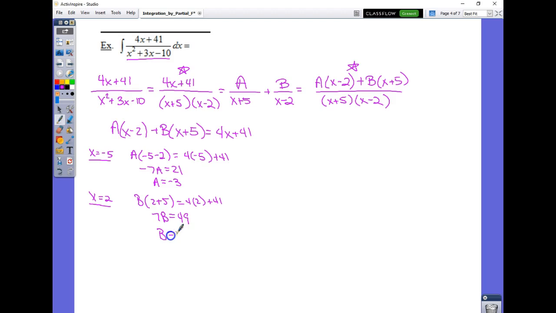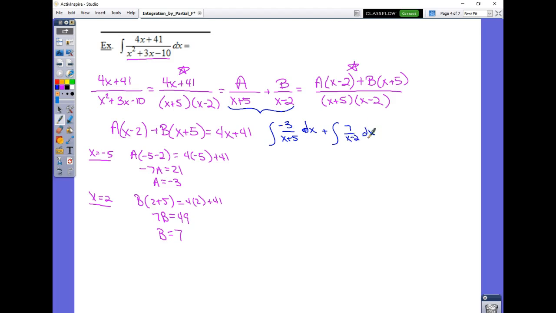Therefore, b has to be 7. All of this algebra is done in order to set up a new relationship. Going back to here and rewriting the integral with respect to this, we would have the integral of negative 3 over x plus 5 dx plus the integral of 7 over x minus 2 dx.